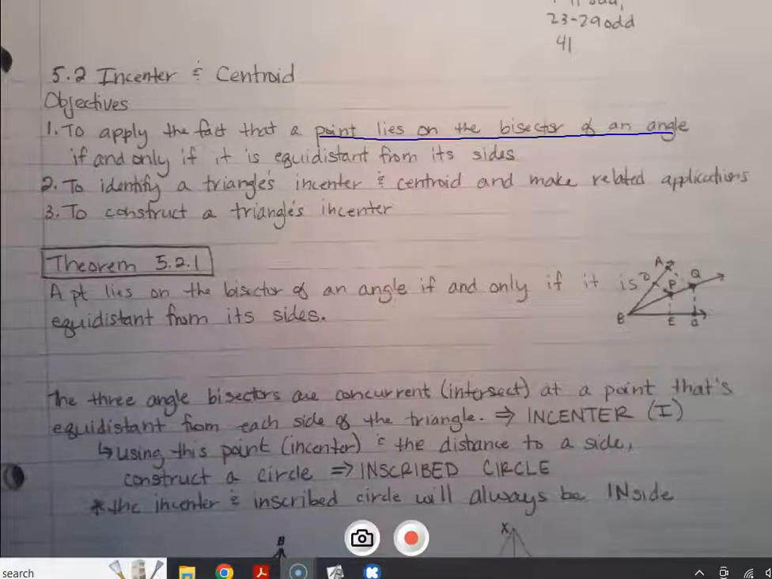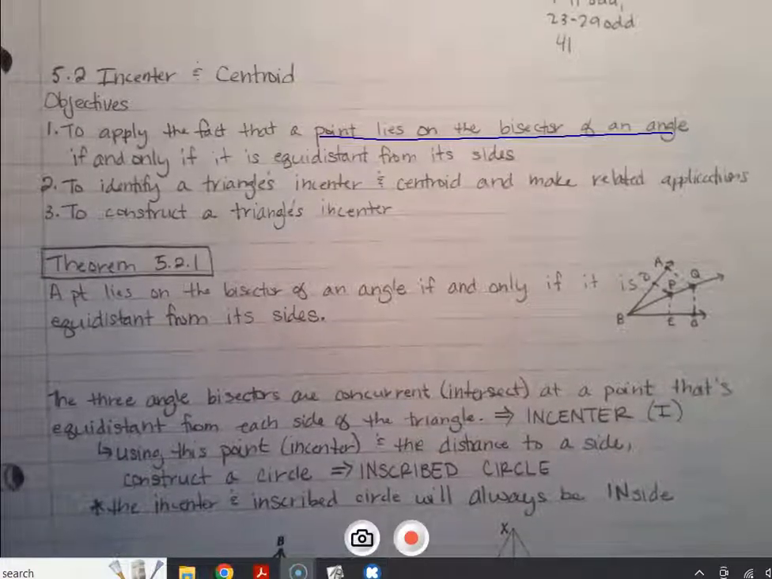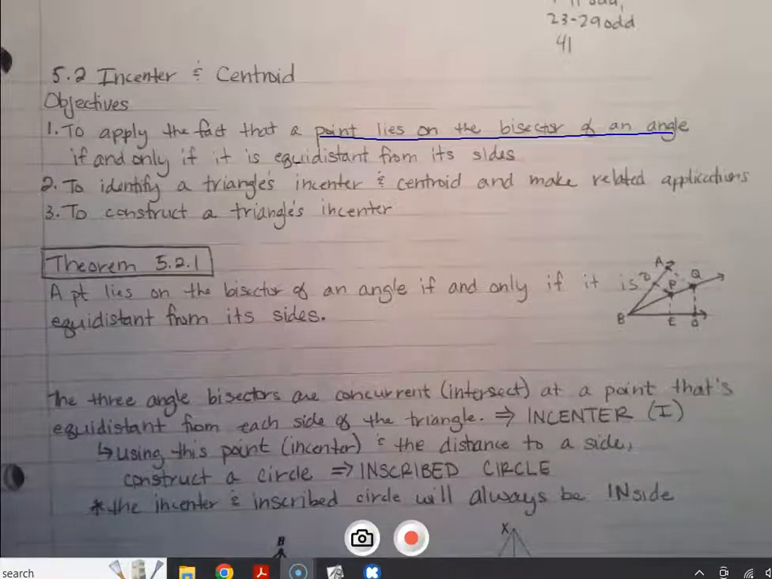What bisector did we look at yesterday? What was it? The perpendicular bisector. Okay, we looked at the perpendicular bisector yesterday. Today we're looking at the bisector of an angle. Again, it's that if and only if, so biconditional, it's equidistant from its sides.